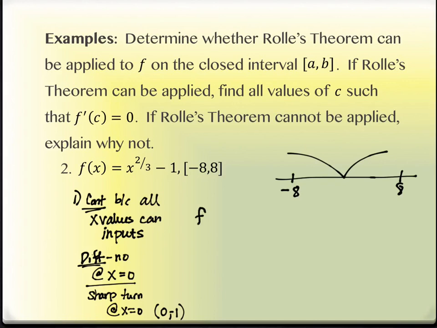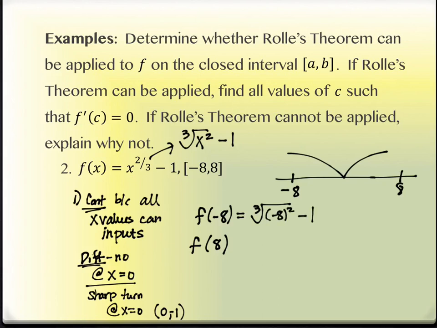So we're going to check f of negative 8 and f of 8 just to see what happens, so that we can confirm whether it fails in only one place to be applicable, or if it fails in two ways. So let's check negative 8. I am going to write this the way I had mentioned before, as the cube root of x squared, because I think it's easier for me anyway to do it by hand. So I have the cube root of negative 8 squared minus 1. What is negative 8 squared? 64. The cube root of 64? 4. And 4 minus 1 would be 3.